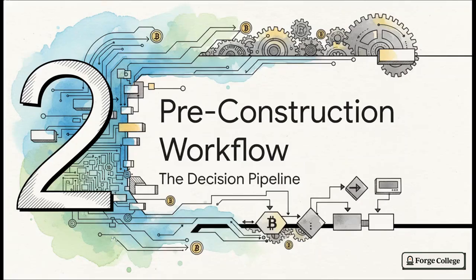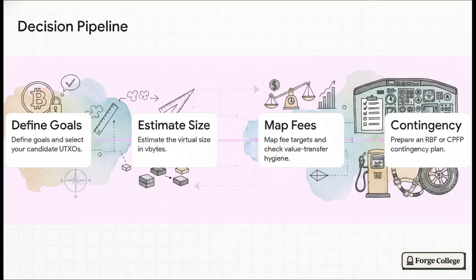Section 2. Pre-construction workflow. The decision pipeline. Now, the real magic happens when we convert that abstract mental stack into a highly structured, actionable workflow. We've condensed this prep into 4 logical phases. First, define goals and select UTXOs. Second, estimate size and vbytes. Third, map fees and check hygiene. And fourth, prepare a contingency plan.